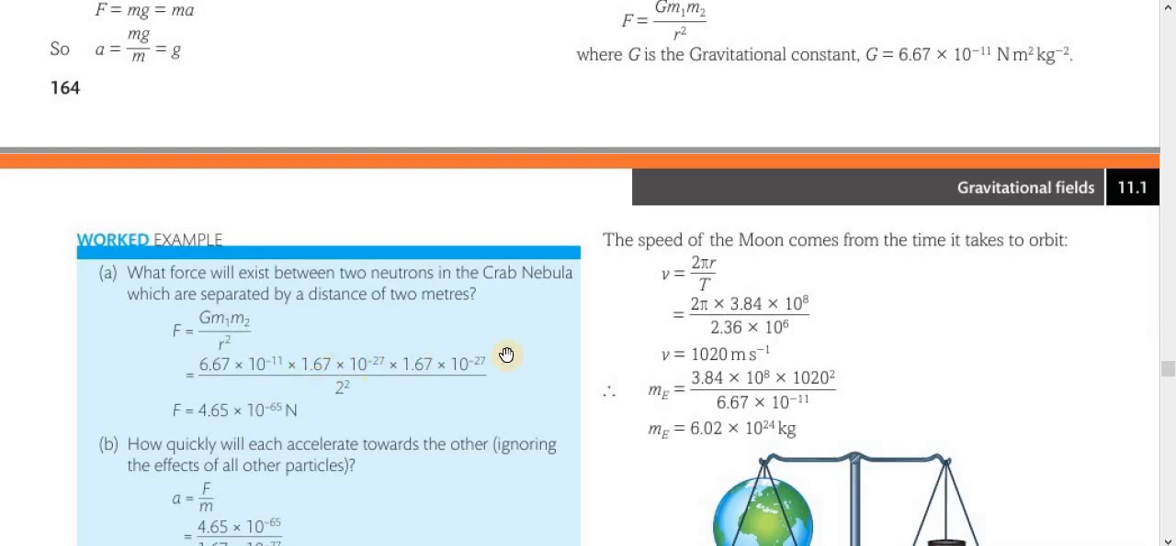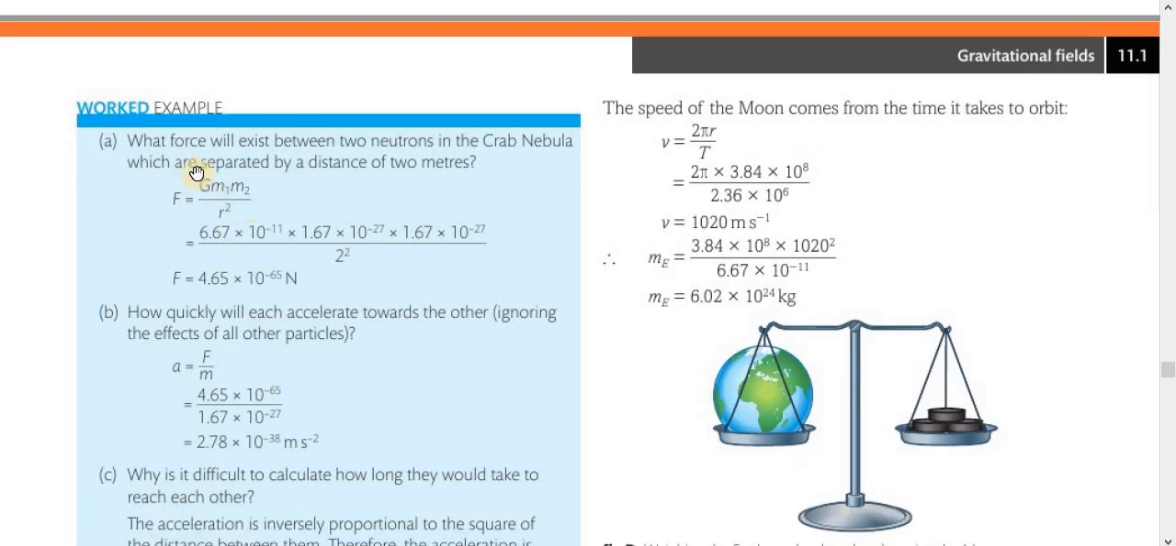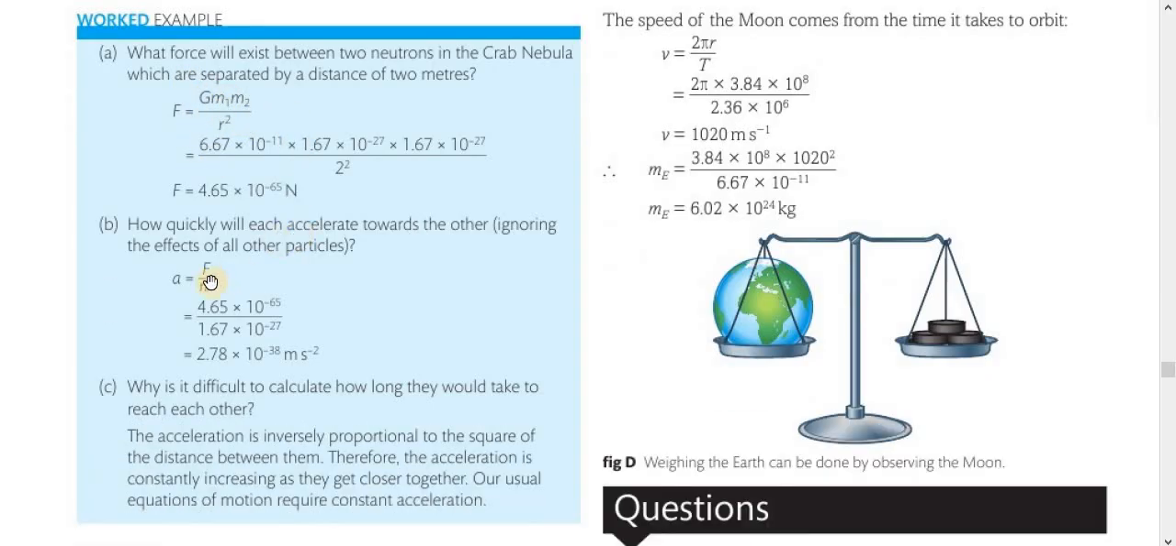The mass of the first neutron, mass of the second neutron, divided by R squared, where R is the distance between those two, that is 2 meters, so 2 squared. Remember to square this. It's F is equal to G m1 m2 over R squared. Then you will get 4.65 into 10 to the power minus 65 newtons. So this is how you use this equation. So make sure you are very familiar with the quantities in the equation.